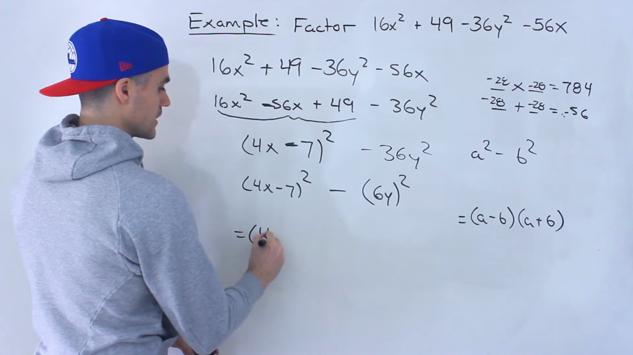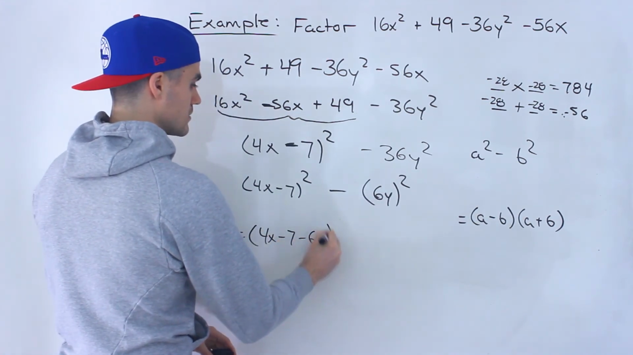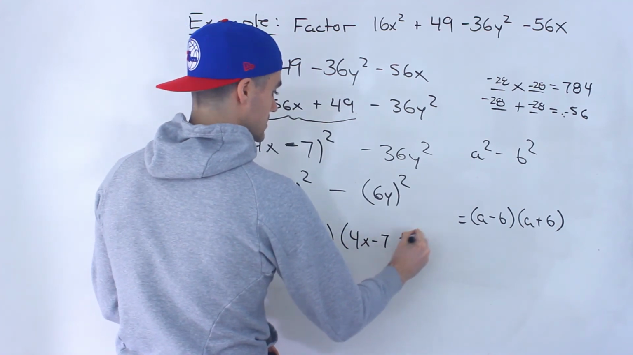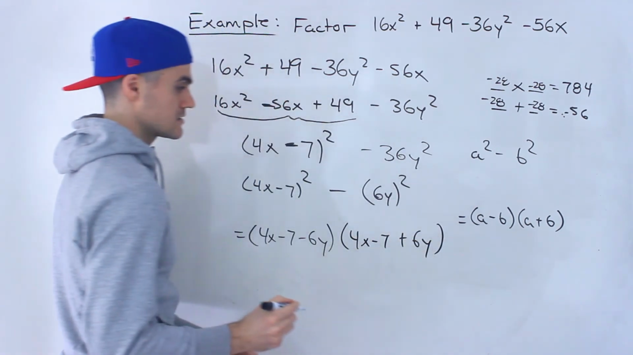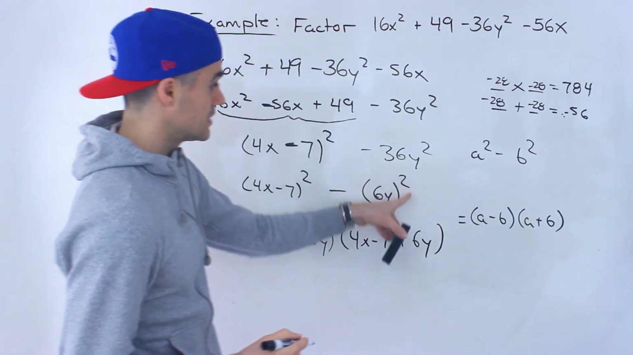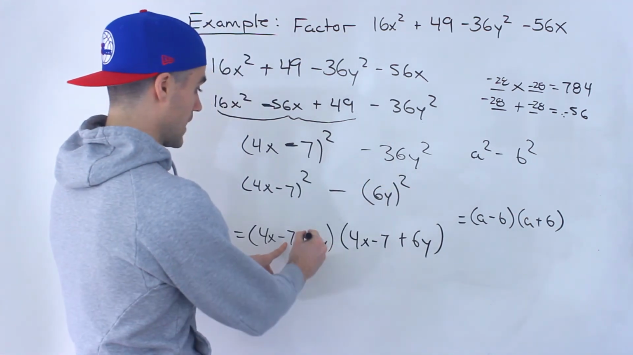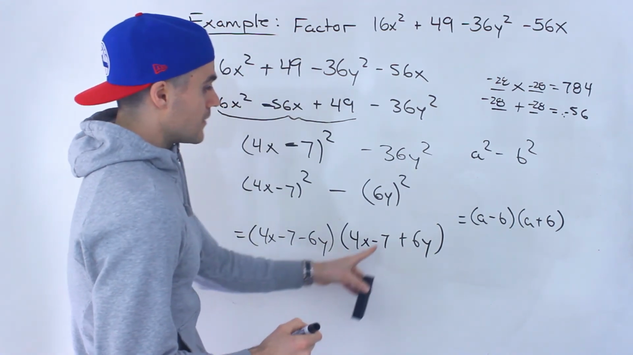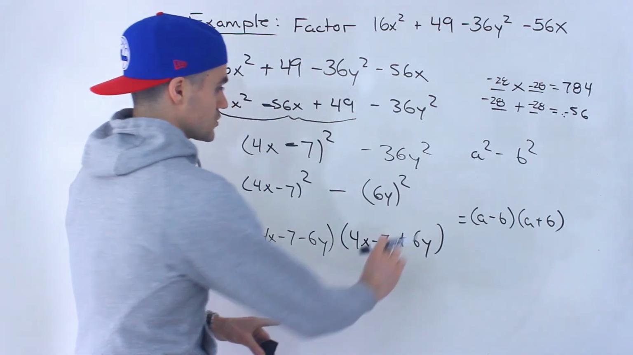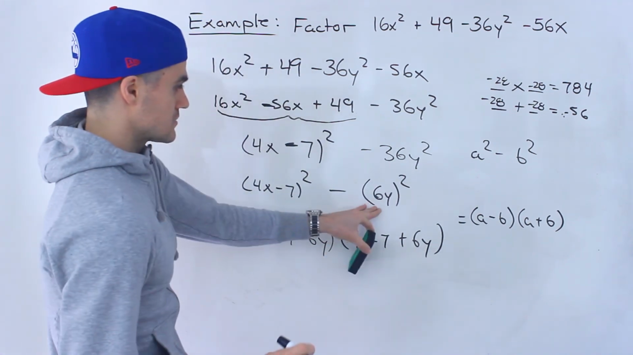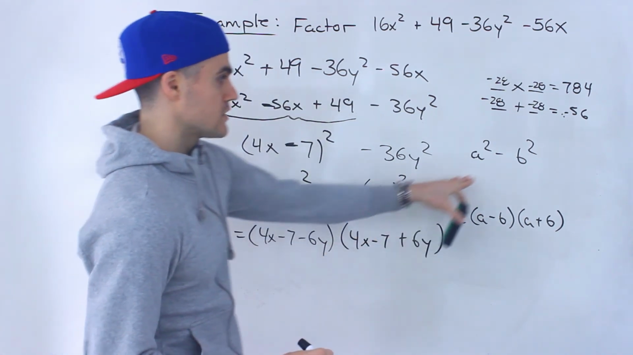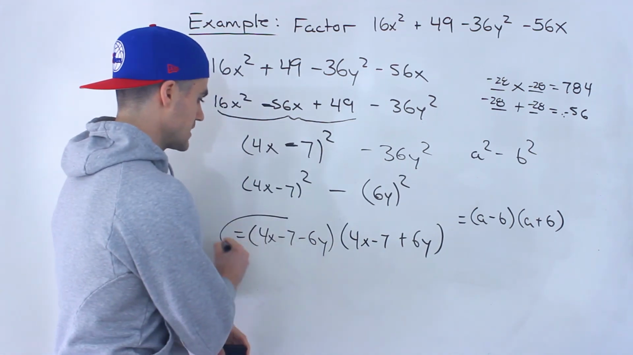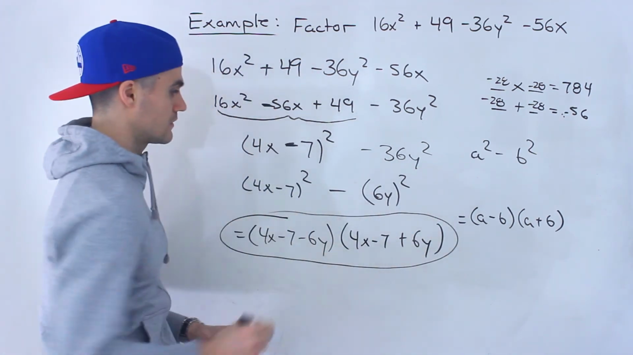So we'd have 4x minus 7 minus 6y, minus the b value, times 4x minus 7 plus the b value, plus the 6y. Sometimes the b is going to be a bracket itself, so for the minus, you would distribute that, and for the positive one, you wouldn't have to distribute. You could just write out the bracket as is. But in this case, it was just this one term for the b, so I just wrote it out like that. All right, so this here ends up being the final answer.